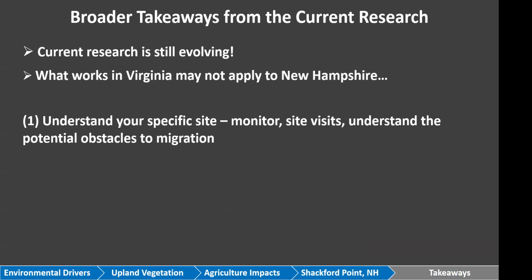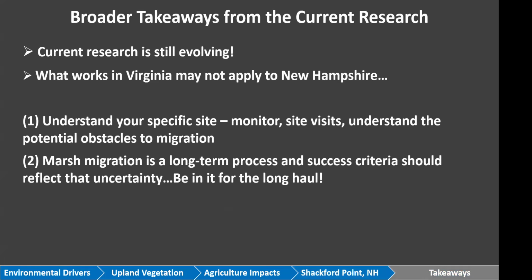But I do want to leave a couple things as large takeaways when you're thinking about marsh migration projects. Understand your specific site. In-field monitoring is really crucial on top of that remote sensing work. I know you guys have done some webinars on this, so do a lot of site visits, and understand the potential obstacles to migration. Is it the upland vegetation community? Is it ditching? Is it hazardous waste? Is it infrastructure? I think those will be really important for a successful project.